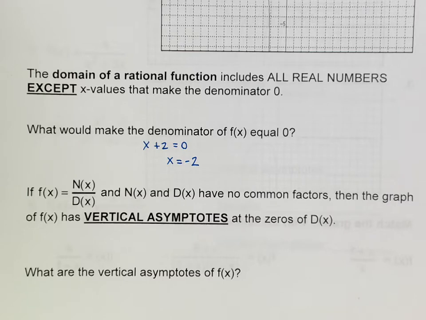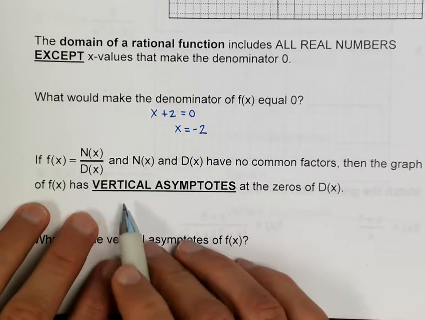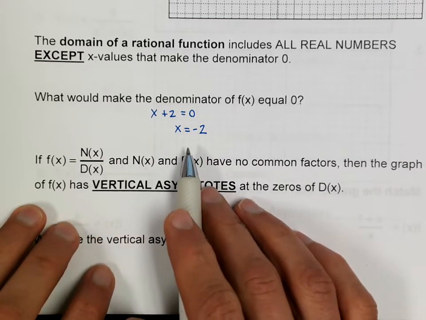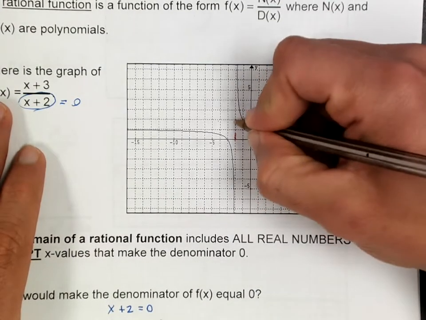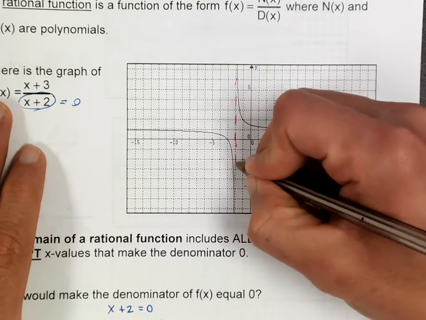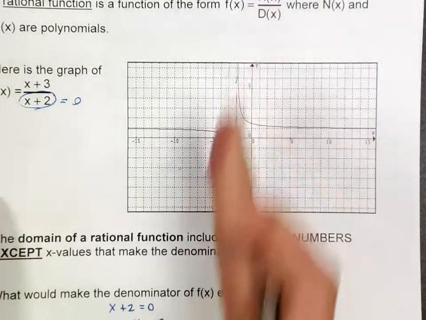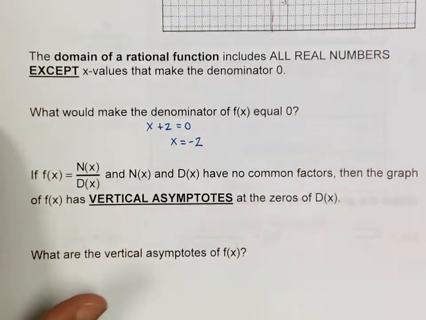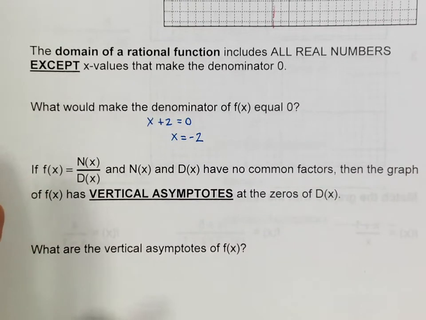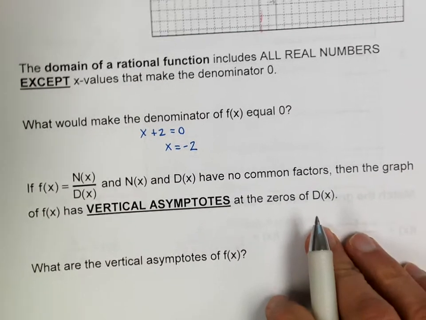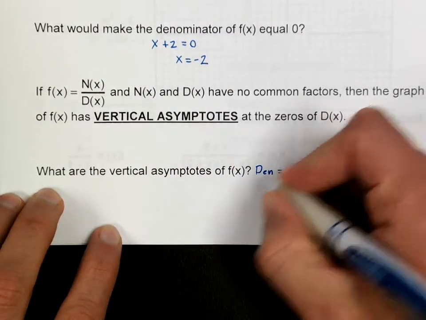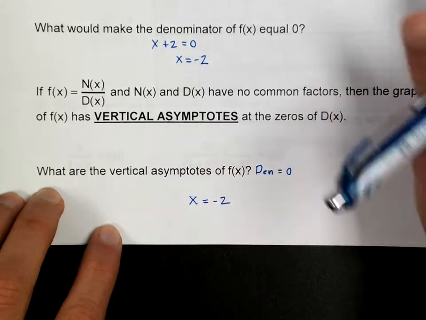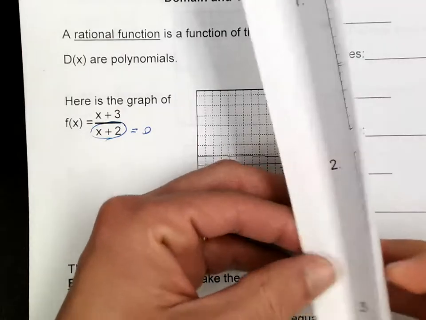make the denominator 0. And that tells you two things. Whatever makes the denominator 0 actually makes your vertical asymptote. What that means, and we have talked about this in the past, is that this right here is a vertical asymptote at x is equal to -2, which is a vertical line. Remember, x is equal to -2 is a vertical line. So what are my vertical asymptotes? Well, it's where my denominator equals 0. So in this case, that's x is equal to -2. That's something we already talked about in the past.